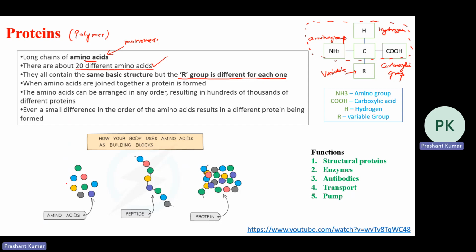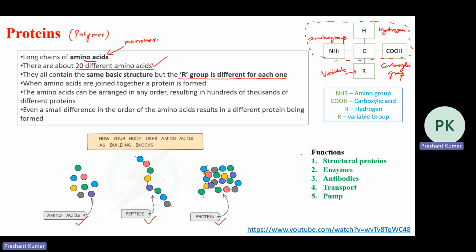Right, so this is just a kind of representation. When all the single units are separate, we call them amino acids. When they are combined in a long chain, we call them a peptide. And when they are present in a very complex form, meaning a complex structure, we call them a protein.